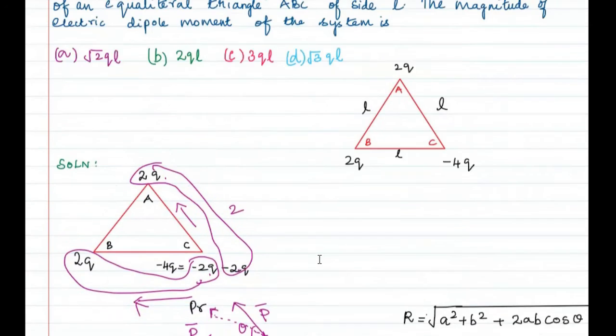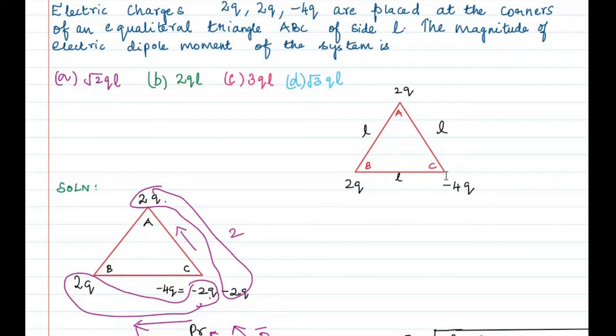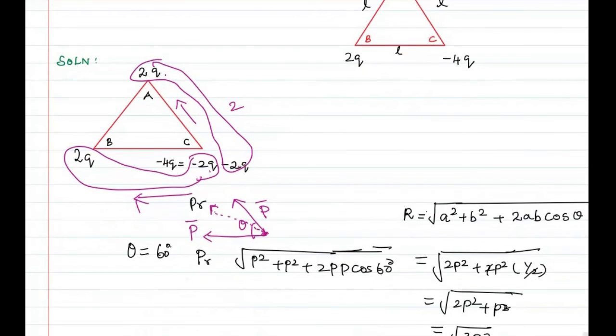Are you able to get it? Write minus 4q in terms of minus 2q and minus 2q and find the dipole pairs. Form the dipole pairs, draw the direction of the dipole moment, then find the resultant vector of the dipole moments using the parallelogram law of vector addition.